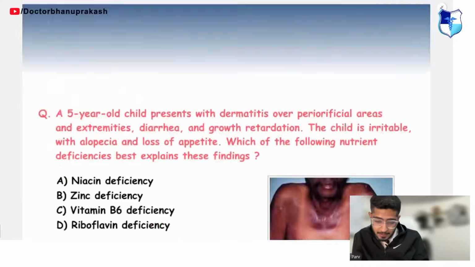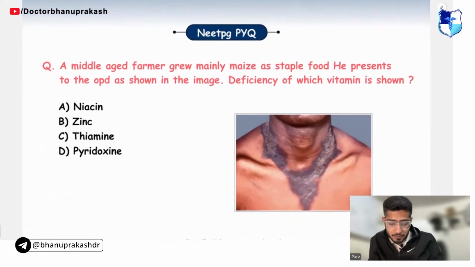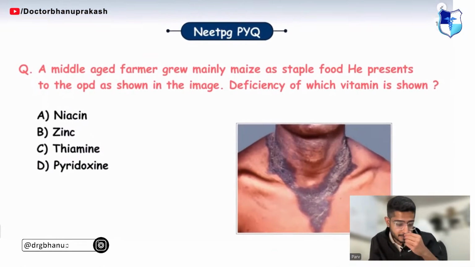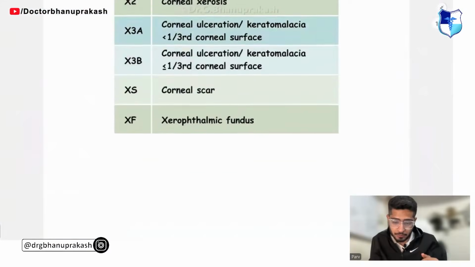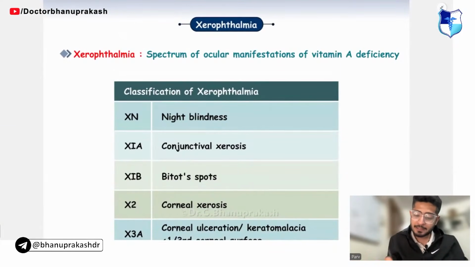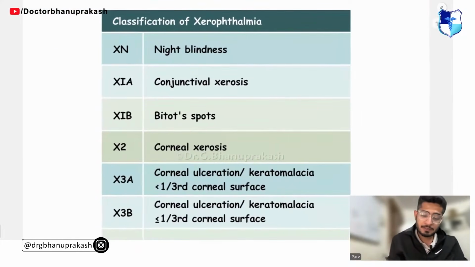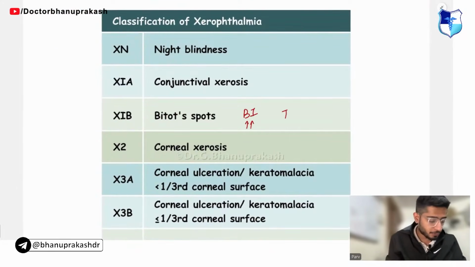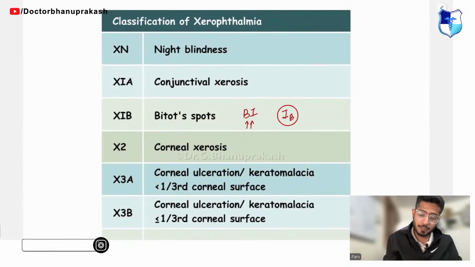Okay, beta. Some of the NEET PG PYQs are also equally important. Let me just ask you this. Okay, before going on to this detail, let me just tell you xerophthalmia. So xerophthalmia is nothing but a spectrum of ocular manifestations. So what is important in this? This is important. So remember, Bitot spot is X1B. So you have to remember 1 and B together. So X1B is going to be the Bitot spot.